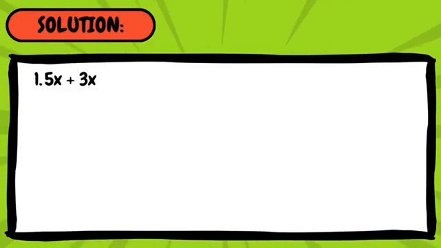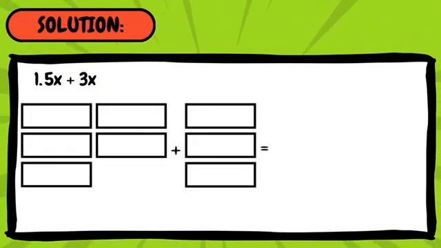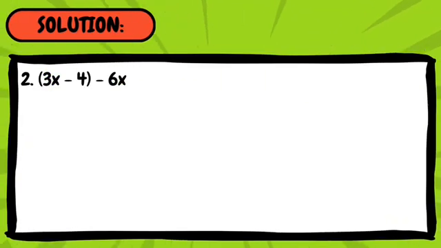5x plus 3x. So as you can see, they are both positive x. So we're going to use unshaded rectangles. So for 5x, we need to use 5 unshaded rectangles. And for 3x, we need to use 3 unshaded rectangles. So, if we combine 5 unshaded rectangles and 3 unshaded rectangles, we can get 8 unshaded rectangles. Since there are 8 positive x or 8 unshaded rectangles altogether, therefore, 5x plus 3x is equal to 8x. So, let's try example number 2.